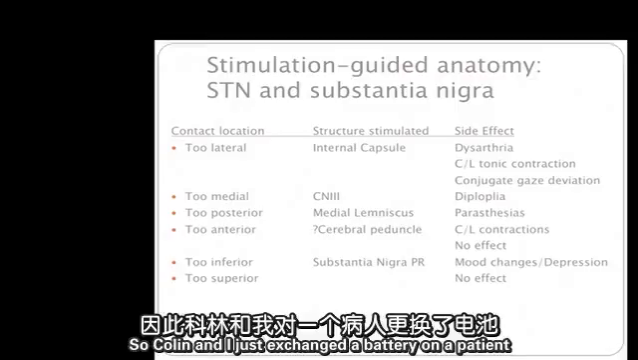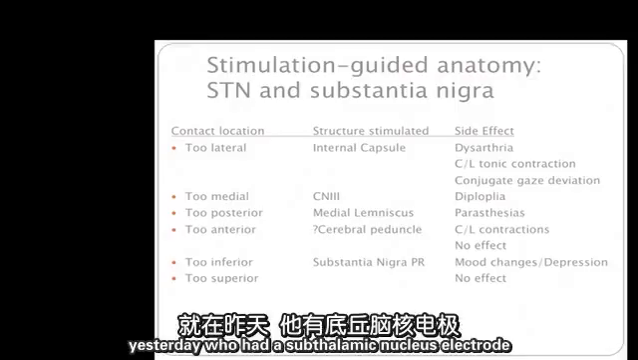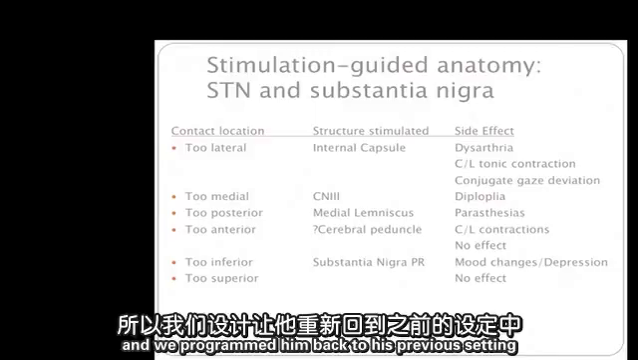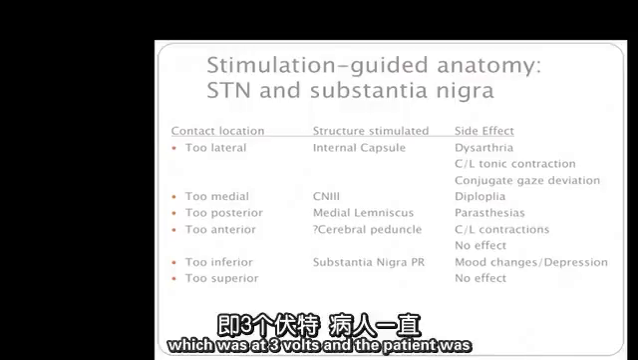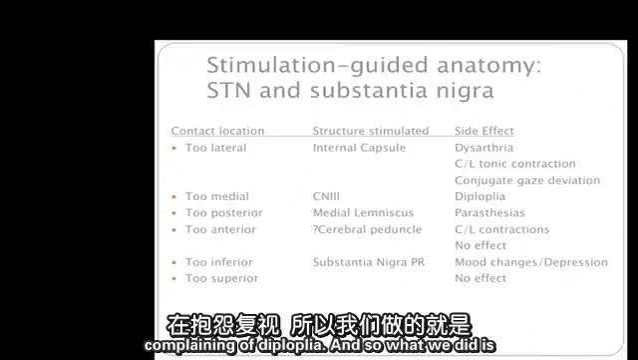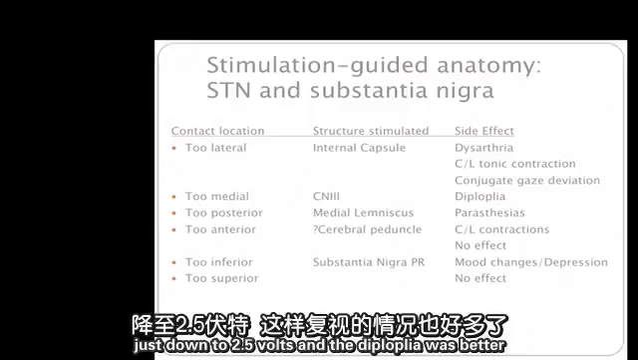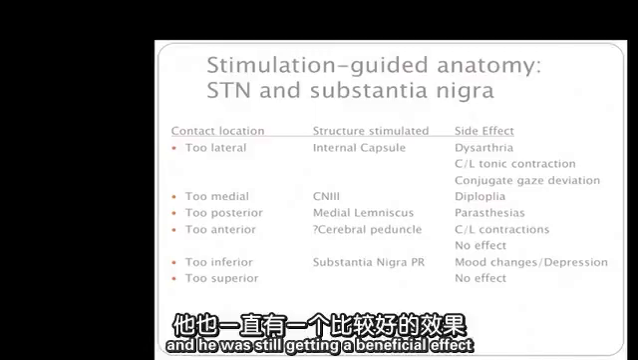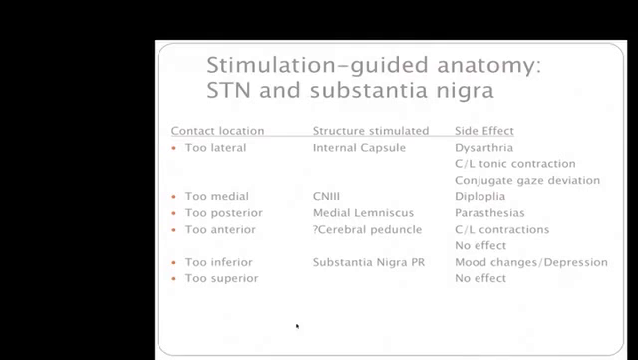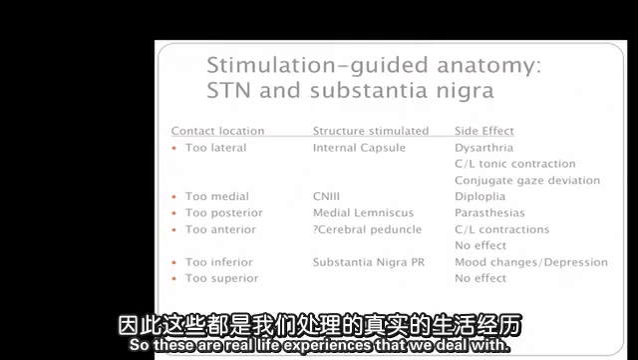Colin and I just exchanged a battery on a patient yesterday who had a subthalamic nucleus electrode, and we programmed him back to his previous setting, which was at 3 volts, and the patient was complaining of diplopia. So what we did is go back down on the voltage, to 2.5 volts, and his diplopia was better, and he was still getting a beneficial effect with respect to his Parkinson's disease. These are real-life experiences that we deal with.